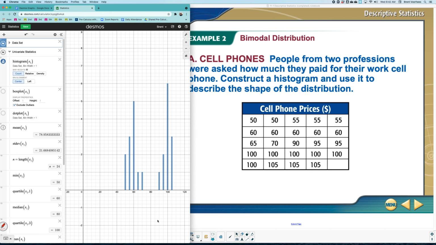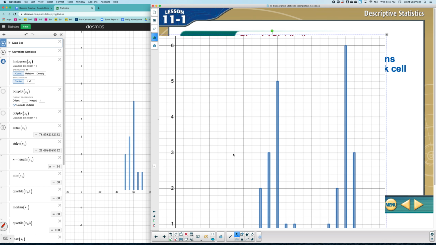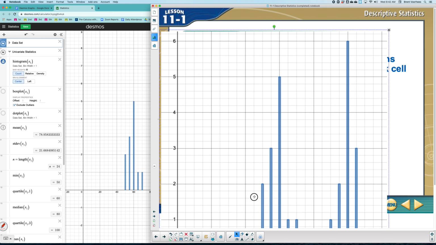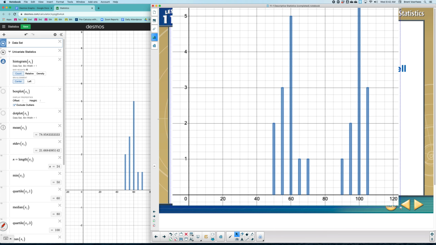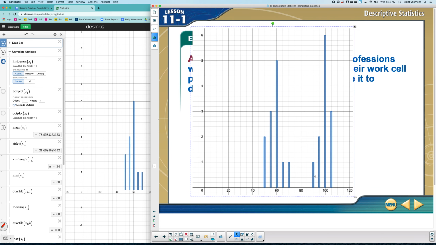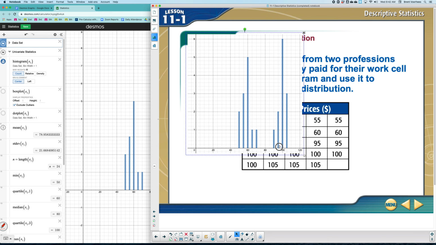So I'll screen capture this so we can have an idea what the data looks like. The data looks like this, but this doesn't match any of our distributions we saw when we were looking at how it could be different, whether it be positively skewed, symmetrical, or negatively skewed, left skewed, right skewed.